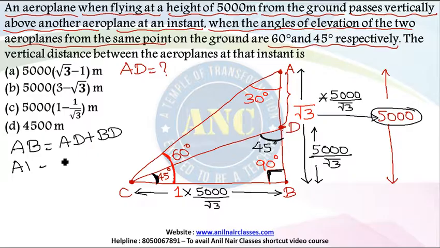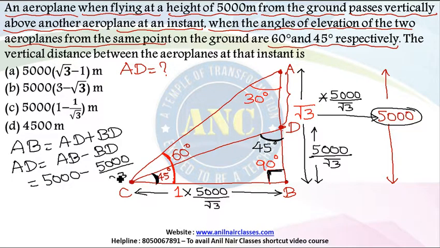AD value is AB minus BD, and AB is known to us as 5000. BD is calculated just now as 5000 by root 3. So your final answer, taking 5000 as the common factor, is 5000 into 1 minus 1 by root 3, which is nothing but option C. Very easy way of solving, sir.